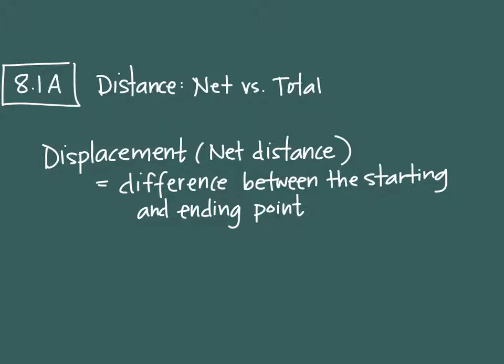So if a track athlete does a 400, they pretty much end up where they started. So their displacement is 0. But you're not going to tell someone who's just run a 400 that they didn't run anything, even though their displacement is 0. They certainly ran 400 meters. They just ended up in the same place that they started.